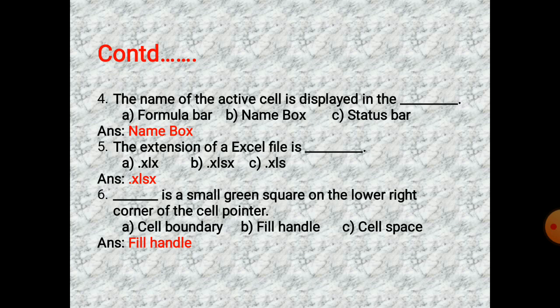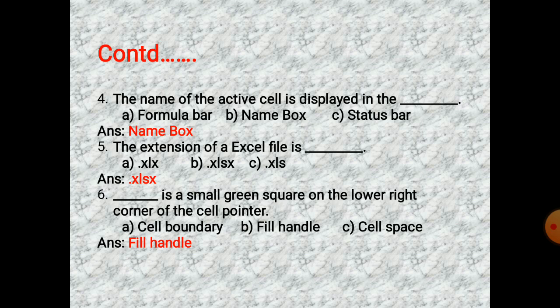Fifth one, the extension of Excel file is dash. Three options are there, .xlx, .xlsx and .xls. Student, be careful. The answer is .xlsx. Okay, this is the extension of a Excel file. Like the extension of Microsoft Word file is .doc and MS PowerPoint is .ppt. In the same way, Excel file is .xlsx.